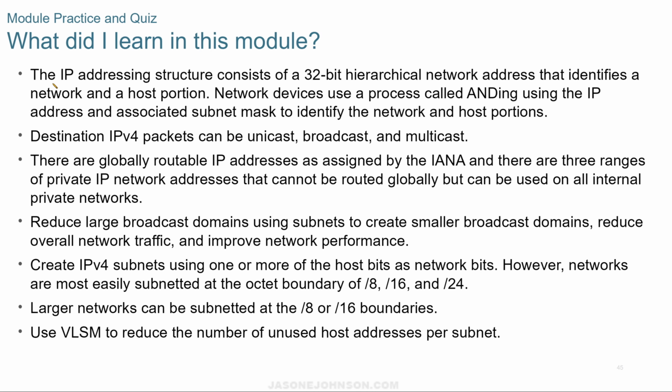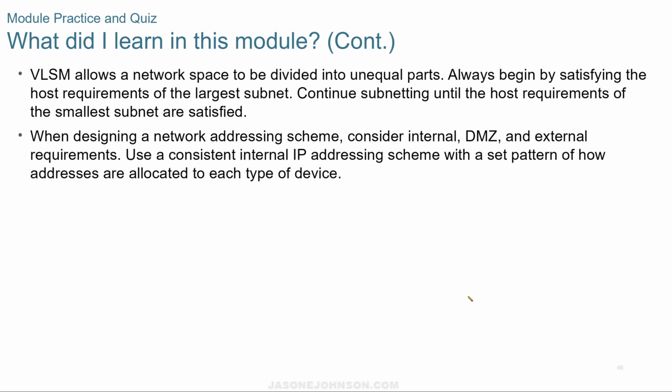So what did we learn in this module? We learned about IP addressing structure. We learned about IPv4 packets. They can be unicast, broadcast, and multicast. We learned about who assigns IP addressing, and that reducing large broadcast domains using subnets creates smaller broadcast domains and reduces overall traffic. We also learned about IPv4 subnets and using one or more host bits as network bits. However, networks are most easily subnetted at the octet boundary of 8, 16, and 24. And we learned about VLSM and how it allows network space to be divided into unequal parts, which is more efficient.